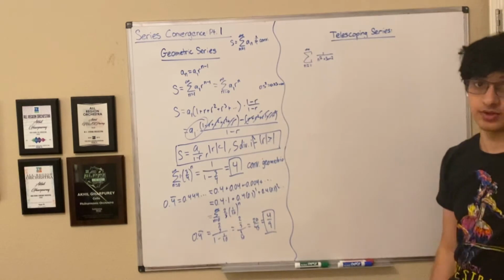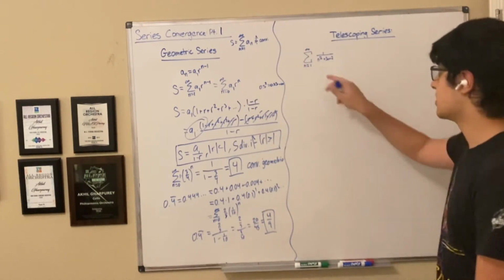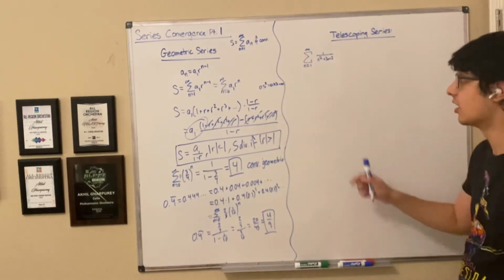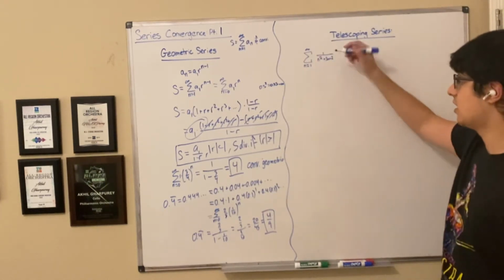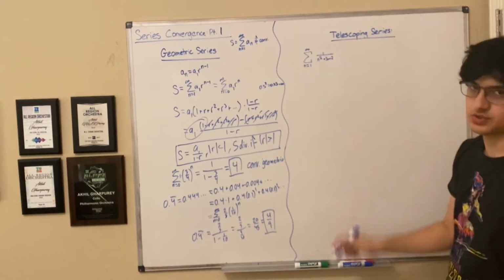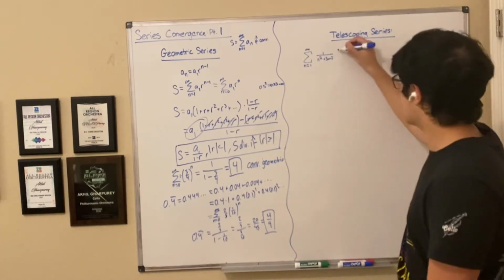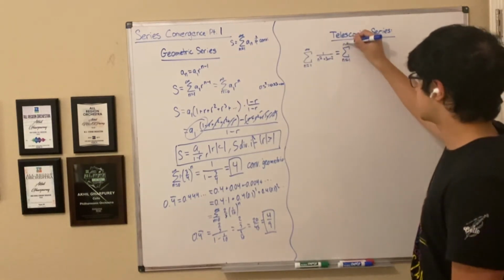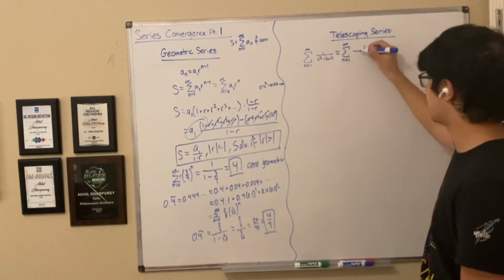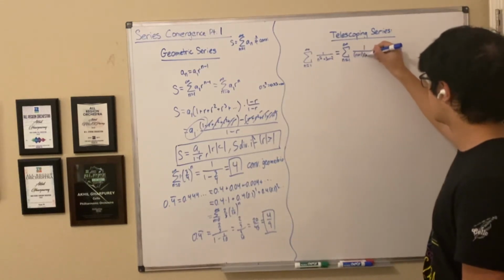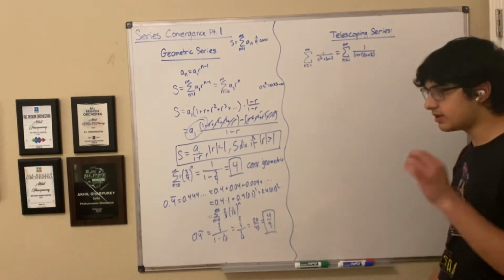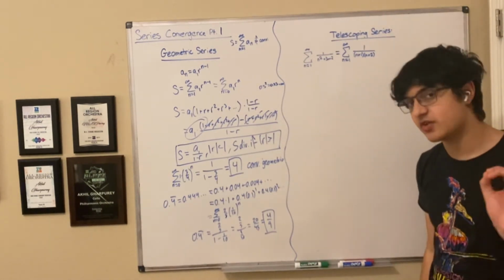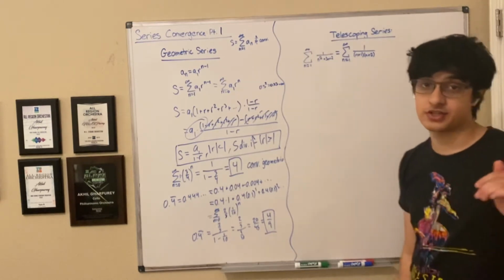Let's focus on the next one, the telescoping series. So the telescoping series is a pretty special series. We're going to examine this example right here. We have the series from 1 to infinity of 1 over n squared plus 3n plus 2. Looks pretty weird, right? But we can go ahead and rewrite this series as such. By factoring out this bottom expression, we get that this is 1 over n plus 1 times n plus 2. Now, it's still pretty hard to evaluate the series, but we can take one more step, and that's called partial fraction decomposition.